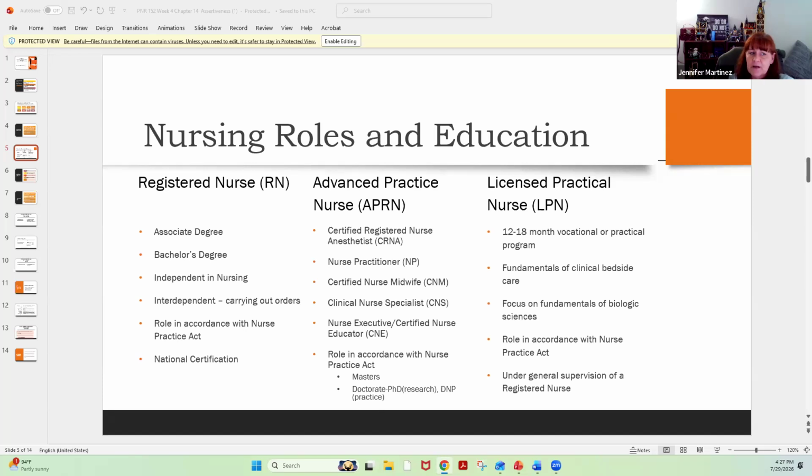And you guys get the fundamentals of clinical bedside care. You also get your sciences, right? Your anatomy and physiology, as well as your med surg and peds and OB and all that stuff, mental health. You still must practice in accordance with your Nurse Practice Act. You must still take your NCLEX. But generally, as an LPN, you will work under the supervision of a registered nurse.